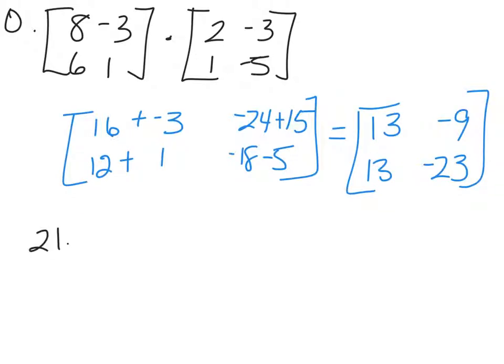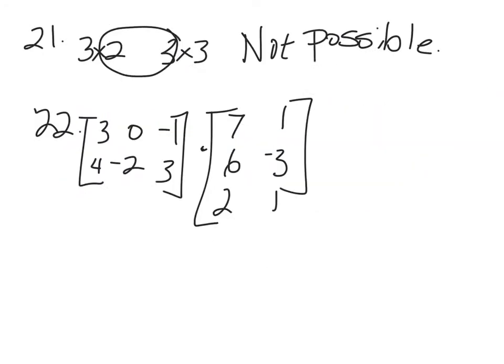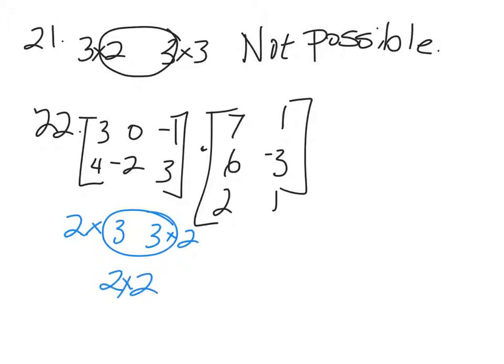And we've got row by column. 3 by 2. I've got a 3 by 2 and a 3 by 3. My inner dimensions do not match, so that is not possible. It looks like a lot of those will be on the test. You can just put a 2 by 3 and a 3 by 2, so it's going to be a 2 by 2. That's good to know.